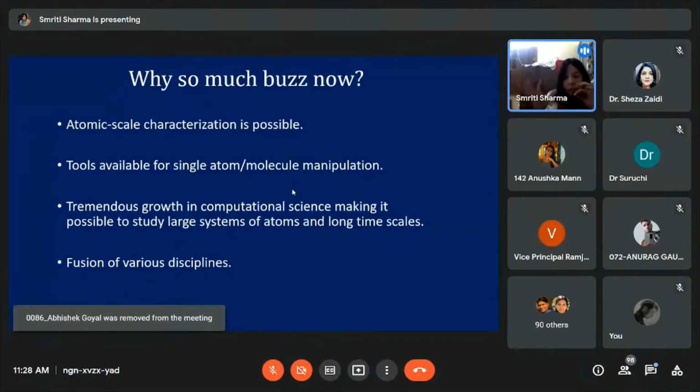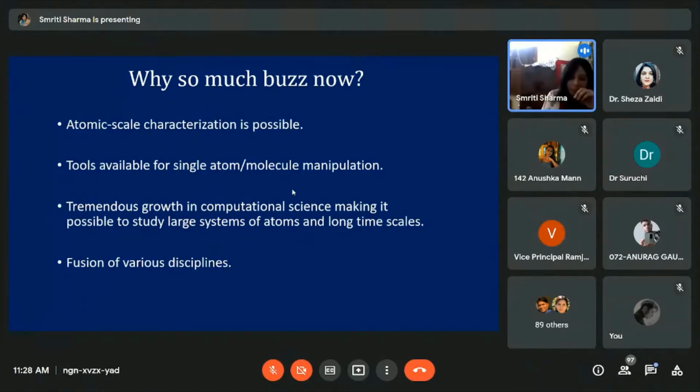Nanotechnology is also like that. It is not confined to one particular branch of science. I can't say it is only chemistry. A physicist can't say it is only physics. It is a fusion of various disciplines. There is a lot of interdisciplinarity in nanoscience and nanotechnology. So that time has now come. That is why these four reasons, in my opinion, are causing so much buzz about nanotechnology.